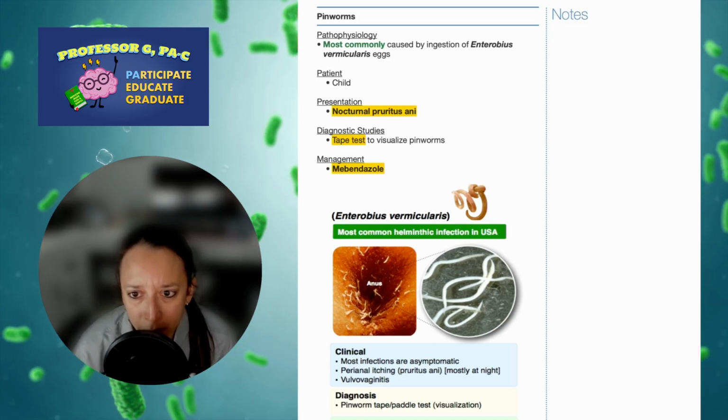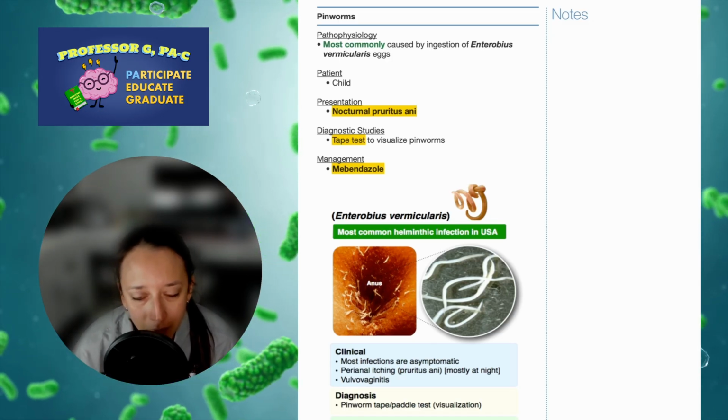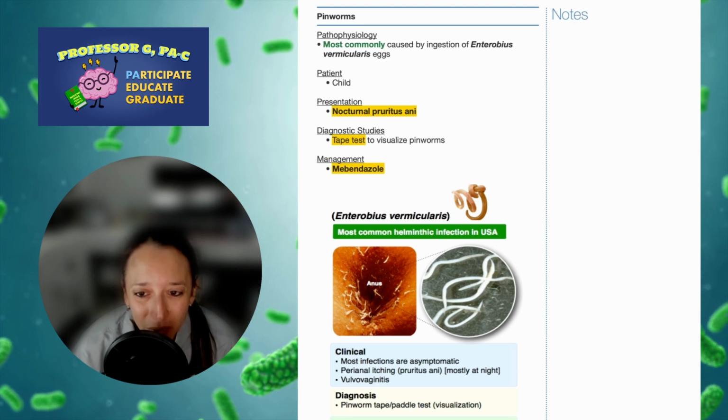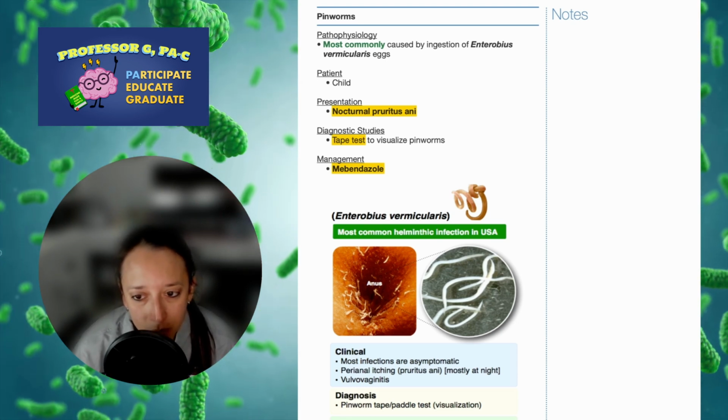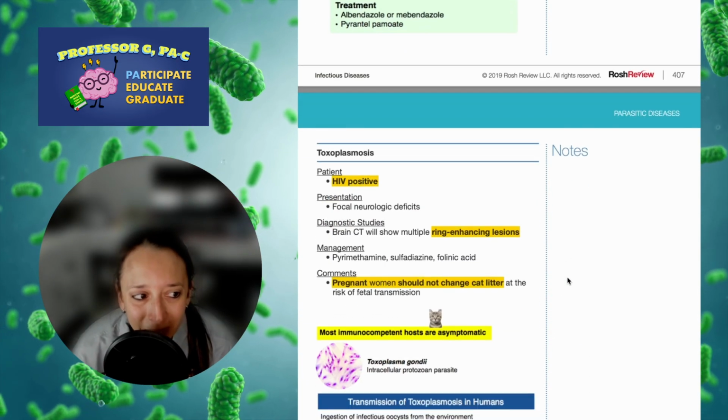And treatment's going to be with mebendazole or albendazole for the patient and for the close contacts. So if you have a kiddo, especially a little kid with itchy bottom, think pinworms. And that's what they look like. Just a lot of fun.